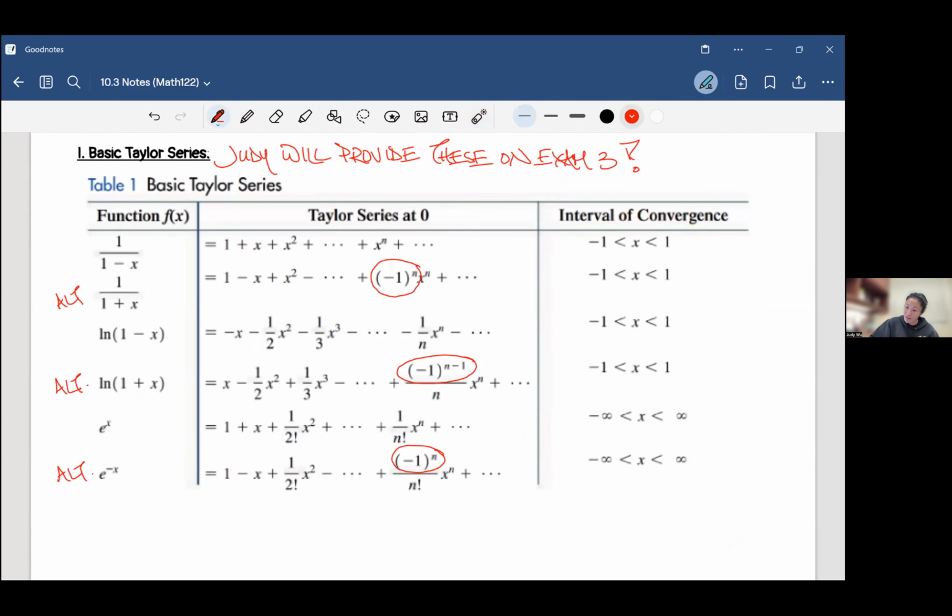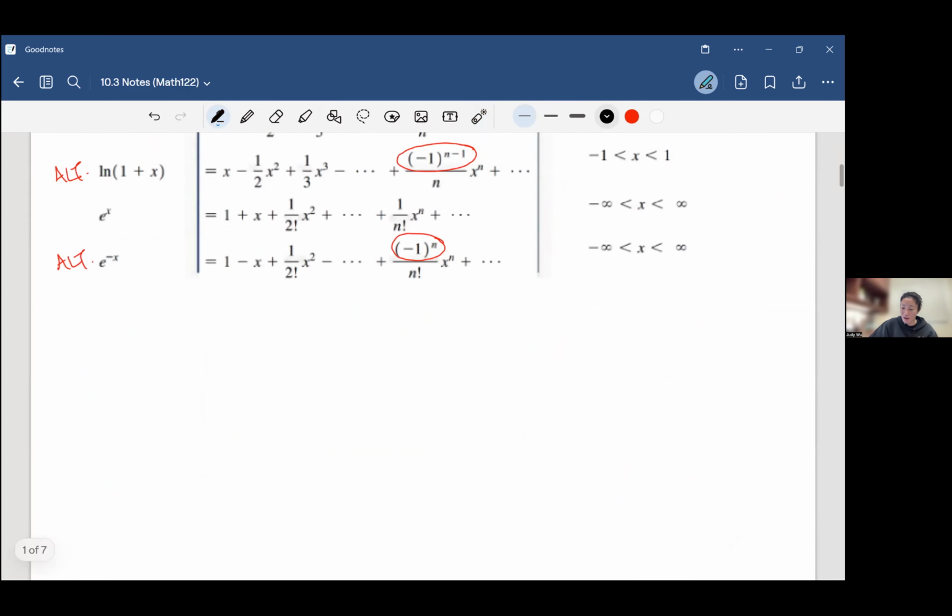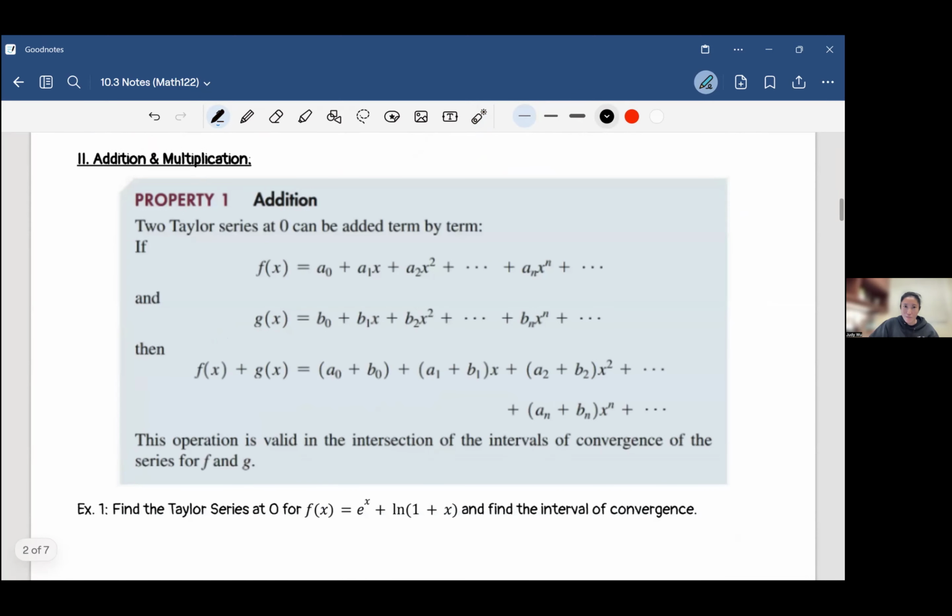All right, well, let's move on to some examples. We're going to start with our addition property. Okay, so we've got some good news for you. The addition property, when we're adding two Taylor series at 0, works exactly the way we want it to, meaning we can literally just add term by term by term.